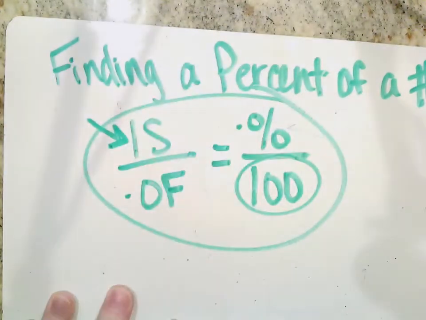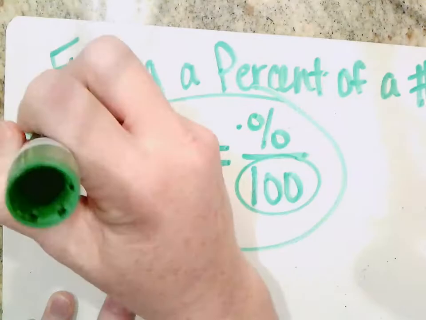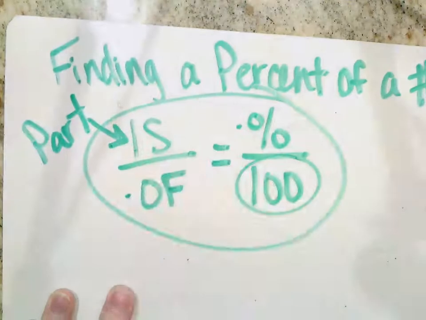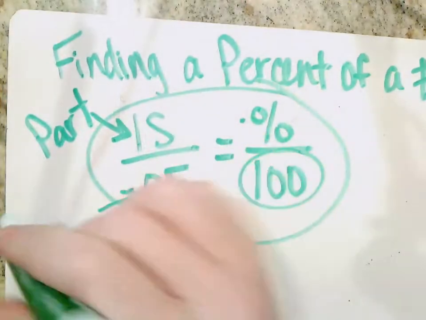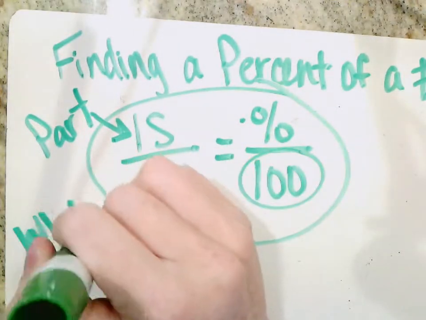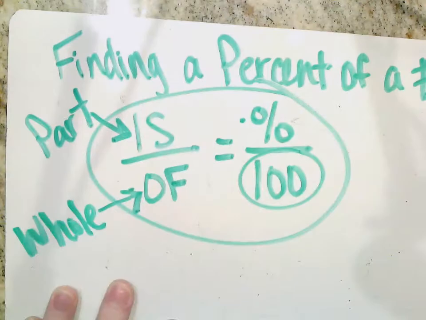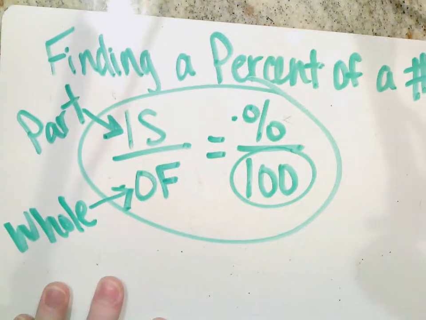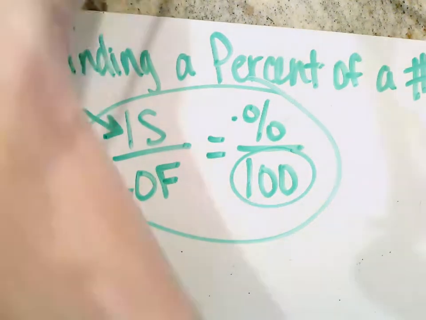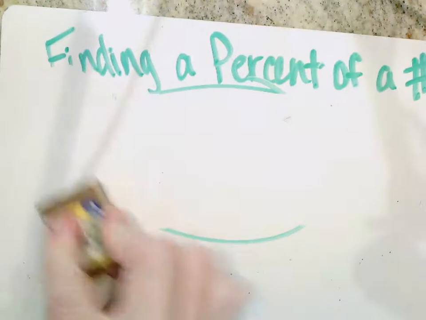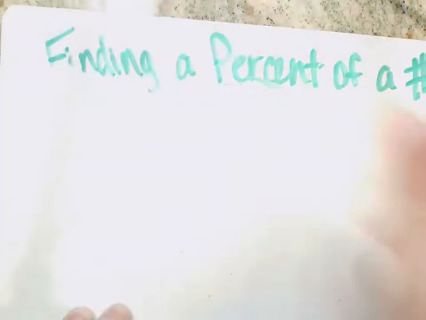Also understand that the "is" is the piece or a part of the information, and the "of" is the whole. So this could also be set as part over whole equals a percentage out of 100. Okay, with that being said, let's look at our first problem.